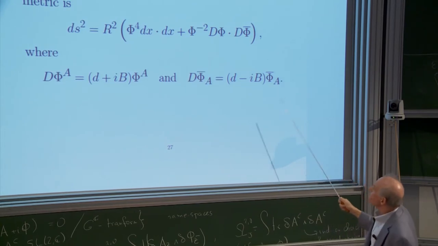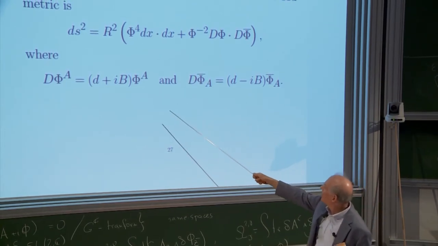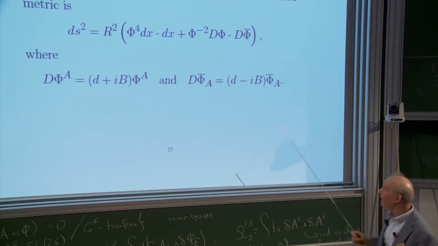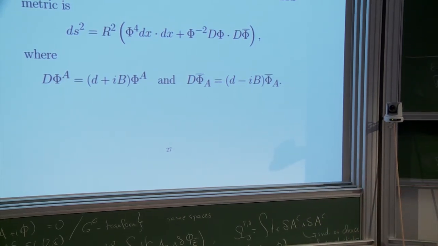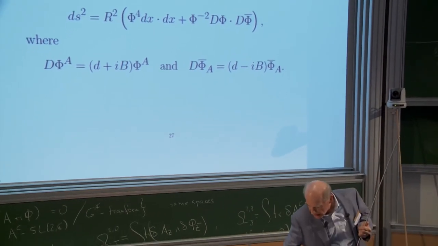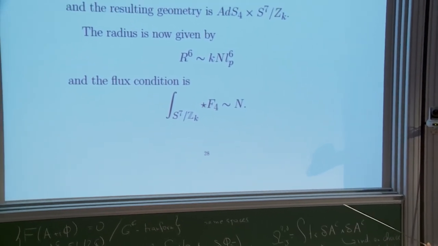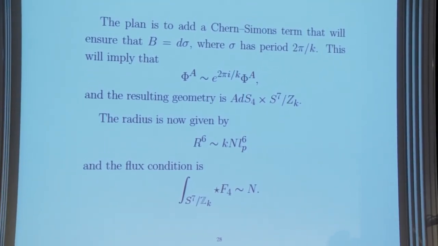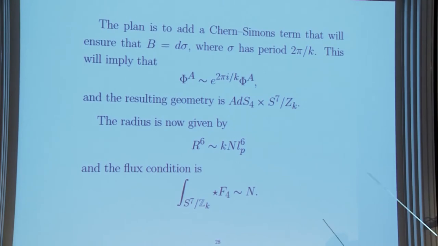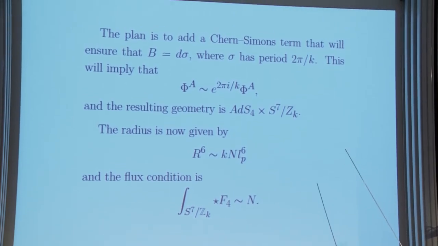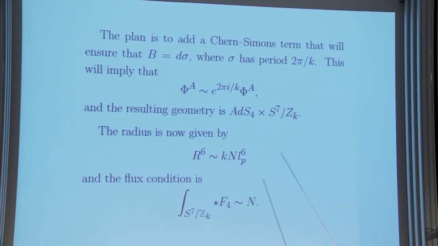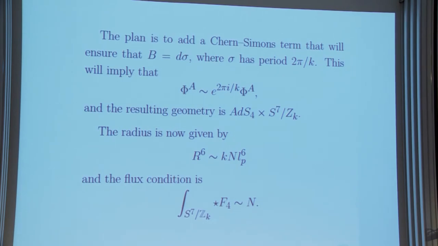And we couple them to a U(1) gauge field so that they have charge 1 and minus 1 in this way. And we want to build into this the requirement that B is actually the gradient of a scalar field, or the exterior derivative of a scalar field, and that the scalar field is periodic with period 2 pi over k. That's what we want. If that's the case, then this will be an equivalence on these scalar fields, and that will represent the modding out by the Z_k.